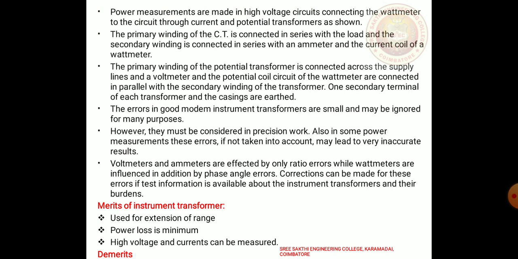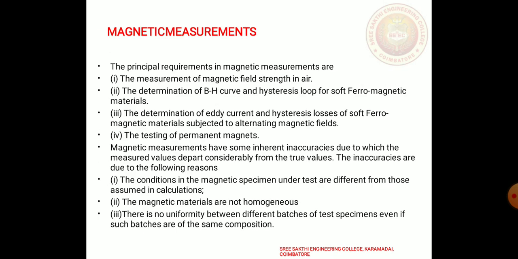Merits of instrument transformer: it is mainly used for extension of ranges and power loss is minimum. High voltages and currents can be measured. Demerits: the main drawback of the instrument transformer is that it is only applicable for AC circuits.